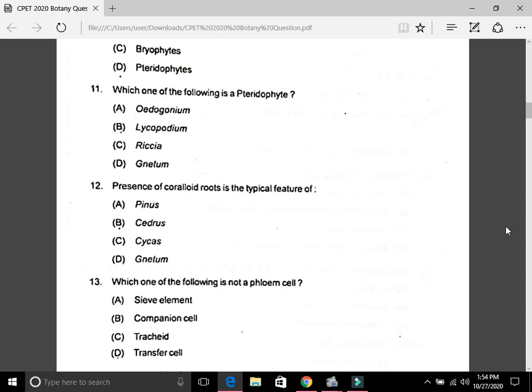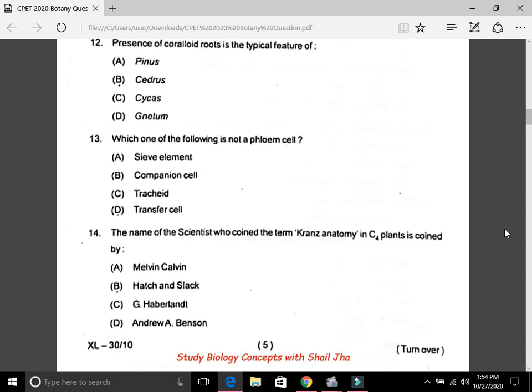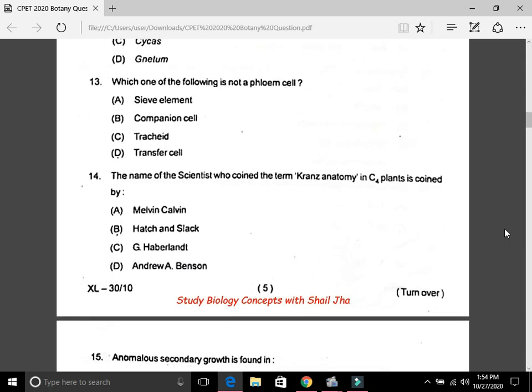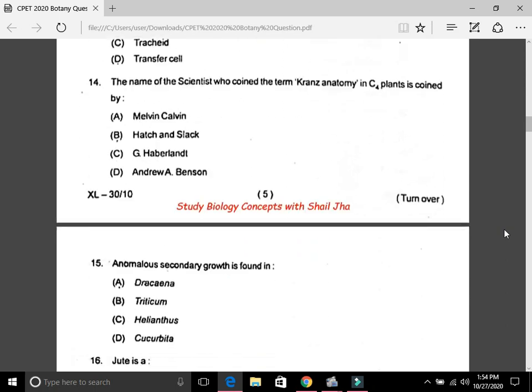Which one of the following is not a phloem cell? The answer is C, tracheid. The name of the scientist who coined the term Kranz anatomy in C4 plants is G. Haberlandt, that is C.